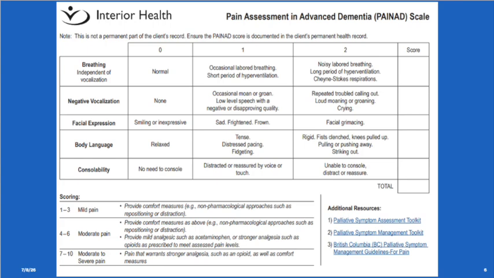And one of the great tools that is a validated tool that can be used is the PAINAD scale. So it's pain assessment in advanced dementia. And it assesses 5 different behaviors, including breathing, negative vocalizations, facial expression, body language, and consolability. And then depending on how you rate each of those 5 different areas would depend on if they're in mild, moderate, or severe pain. And then depending on that, you intervene accordingly.